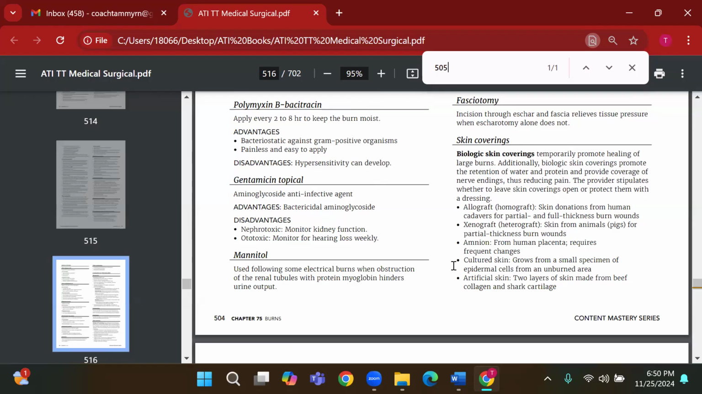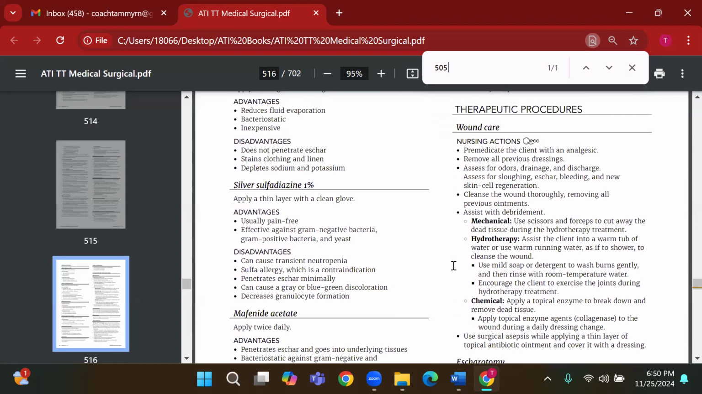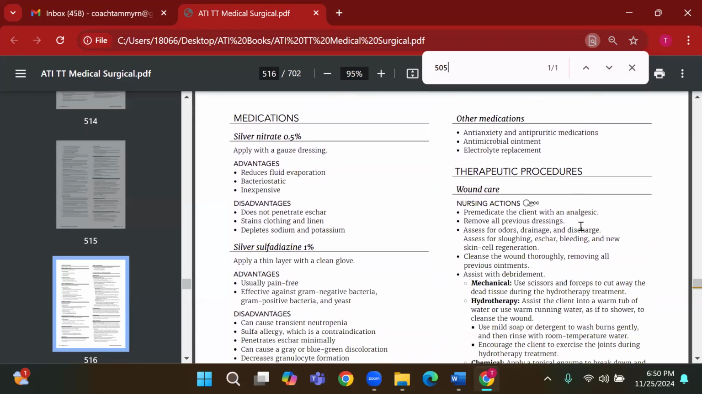Mannitol is the big man of diuretics, right? It says use following some electrical burns when obstruction of the renal tubes with protein myoglobin hinders urine output. So if there's a test question where they're not peeing because of an electrical burn, we may have to give them something to help them pee. And then the anti-anxiety drugs, right?